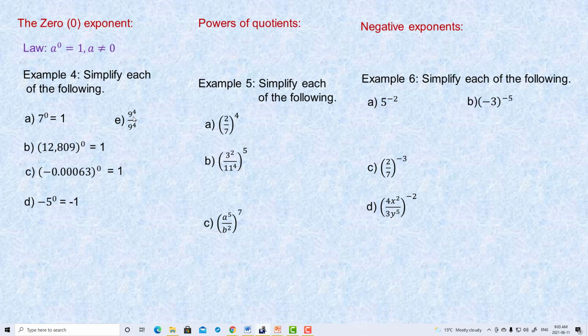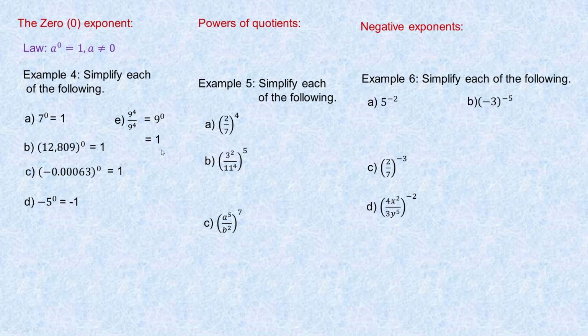One more here in E. 9 to the exponent 4 divided by the same thing. So remember the division rule from the previous page. We subtract the exponents. 4 minus 4 is 0, so that would equal 1.